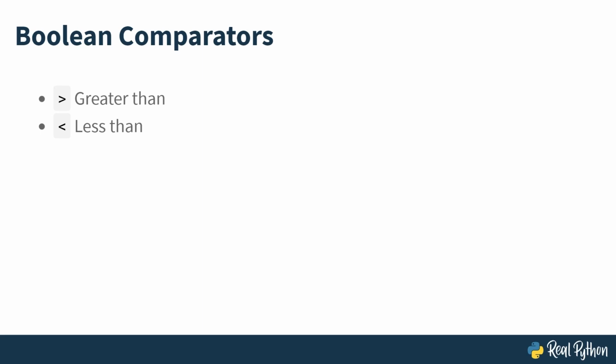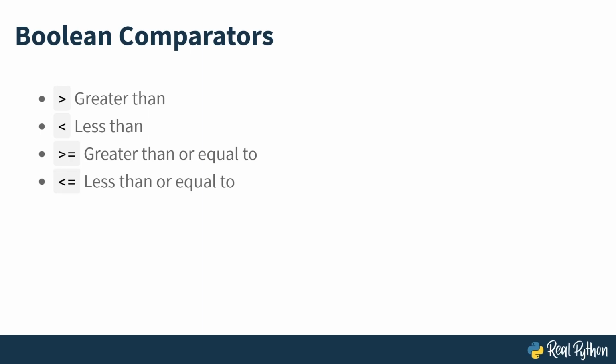A nice way to remember these is to look at the chevron as a mouth, and whatever the mouth is trying to eat should be the larger of the two values for that expression to evaluate to true. The greater than or equal to operator is a right-facing chevron with an equal sign. The less than or equal to operator is a left-facing chevron and an equal sign.